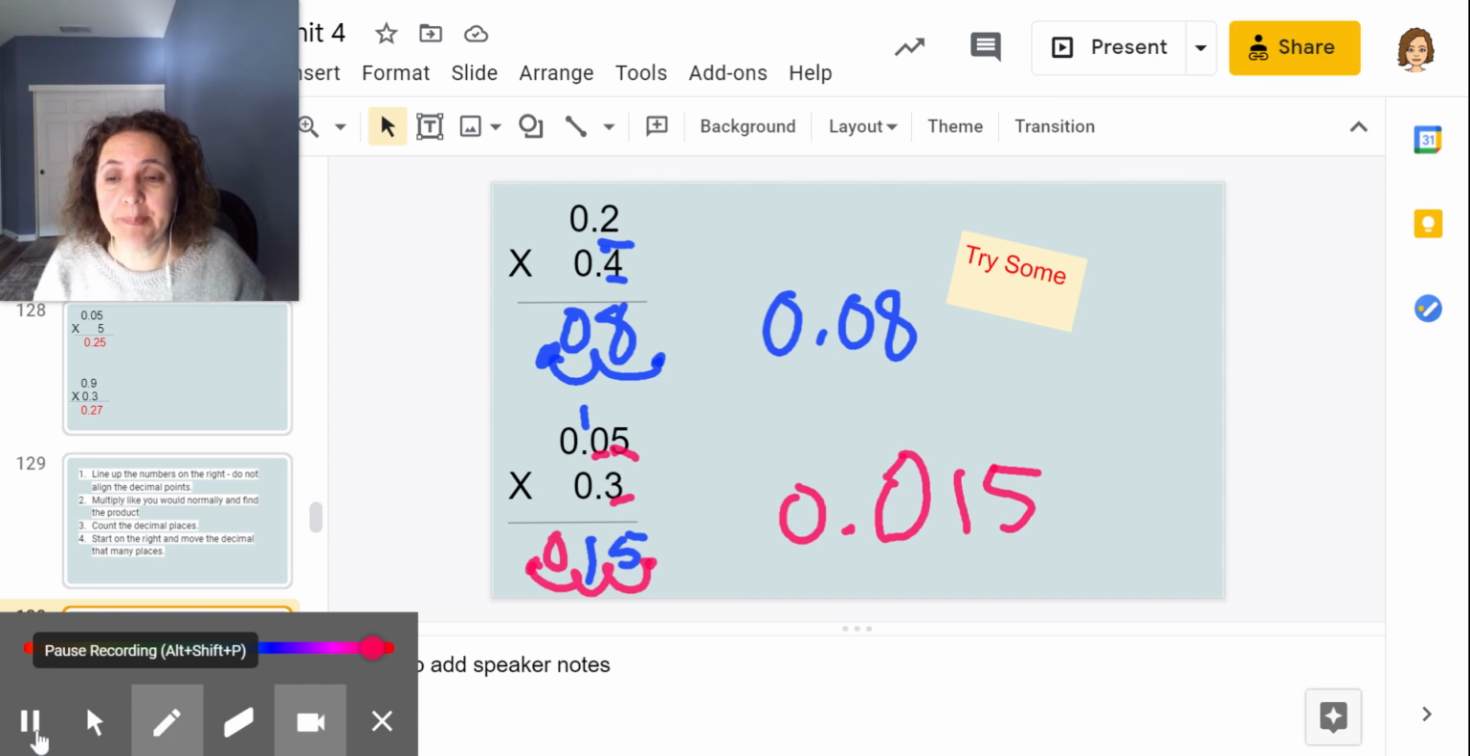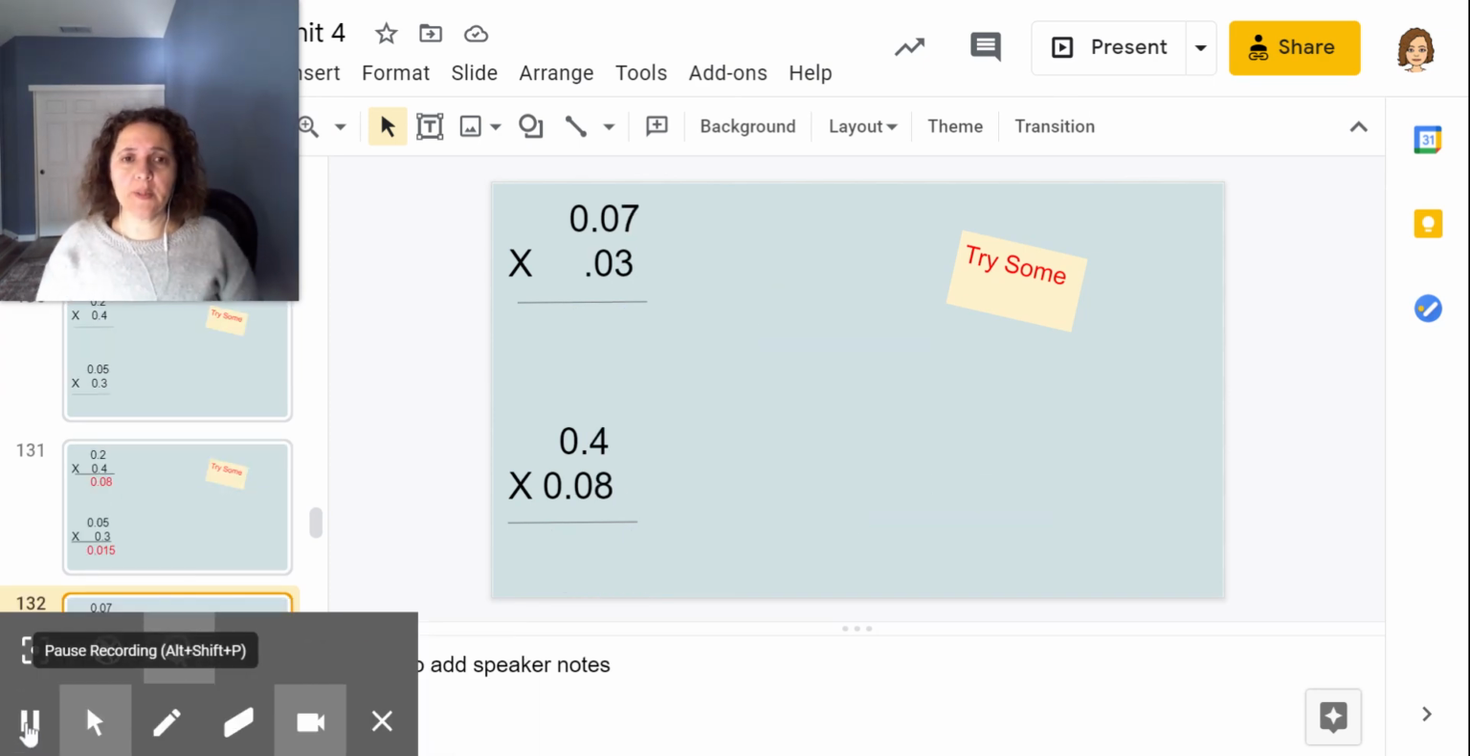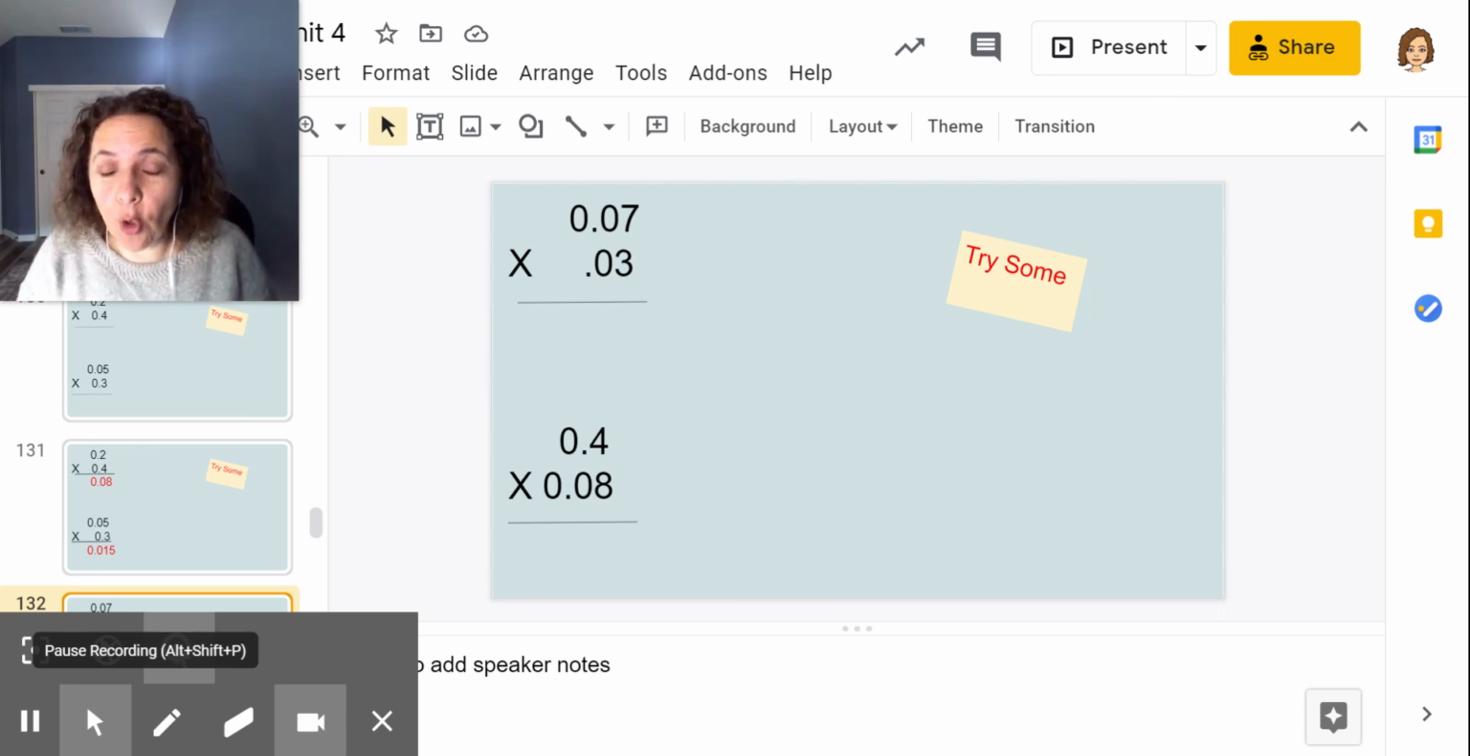Pretty easy, right? All right, try some more. Remember, ignore the decimals, multiply like normal, count how many places you have after the decimal, and then just shift the decimal so you're shifting the numbers, okay? Then come back to me for the answer.